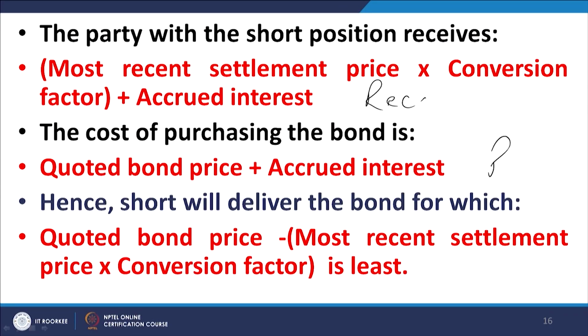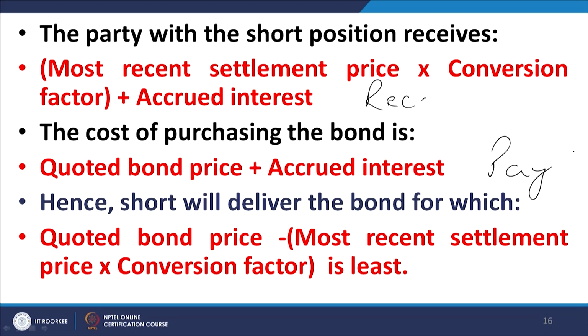Bond A will have a certain quotation, bond B will have a certain quotation, bond C will have a quotation depending on their parameters, yields and coupon rates and maturities and so on. So, as far as the short party is concerned, when he acquires the bond, the price that he has to pay is the quoted bond price. No issue of conversion factor here. The quoted bond price, because this relates to the bond that he is going to buy, whichever that bond is. The quoted bond price plus the accrued interest.